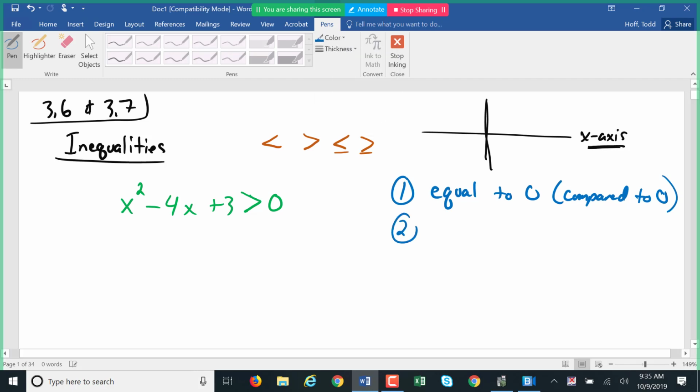Second step then for a polynomial inequality is to find the roots. So to find roots, it has to be equal to 0 or compared to 0 like this one is. And then we're going to factor.